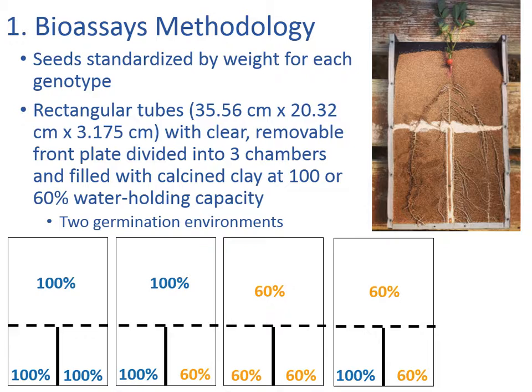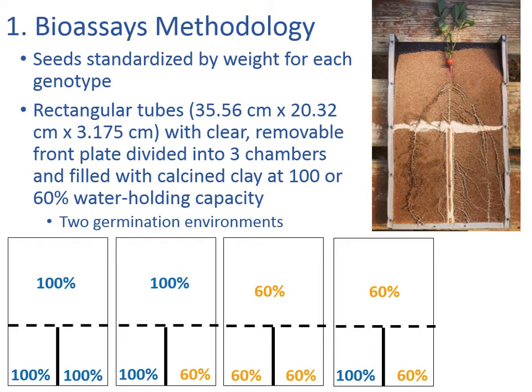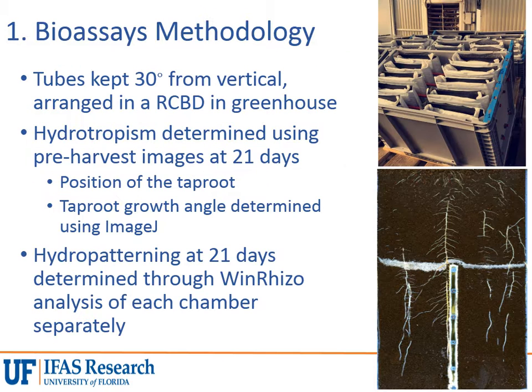So basically we had 2 different germination environments. These peanuts were either germinating in 100% of the water holding capacity, or an optimal condition, or they were germinating in the 60%, or water limited condition. And then the bottom layer of the tubes was either a homogeneous soil environment or divided into the 100 and 60%, giving the roots the opportunity to grow into, or proliferate into, the area of higher moisture or lower moisture.